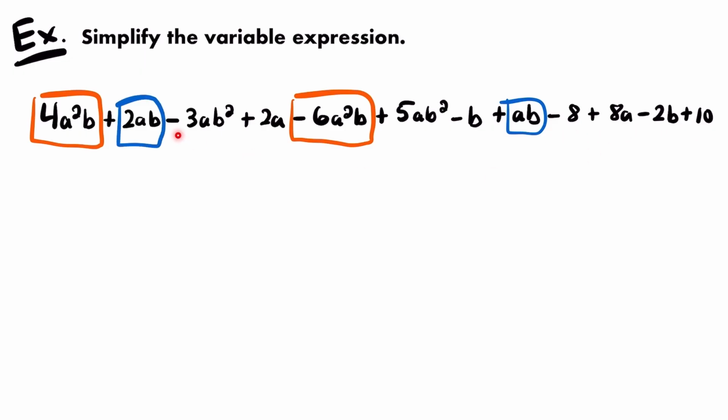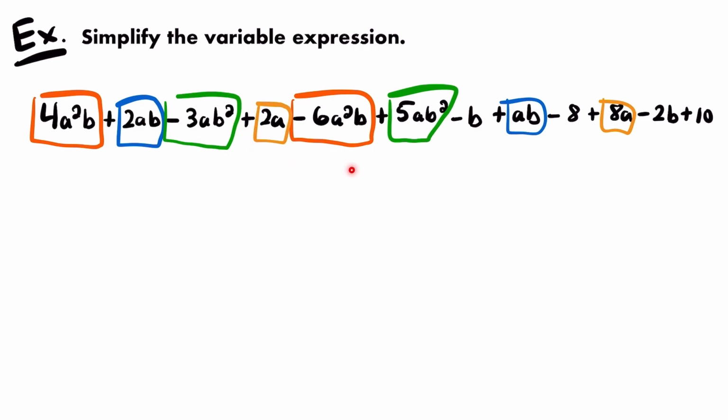So let's move on to negative 3ab squared. Do we have any other terms with ab squared in them? And there's just one, this one right here, 5ab squared. So those are like terms. We'll make a note of that here, negative 3ab squared and positive 5ab squared. And then let's move on to 2a. Are there any other variable terms that involve just a? Well, there is right here. We have 8a. So those are like terms, 8a and 2a.